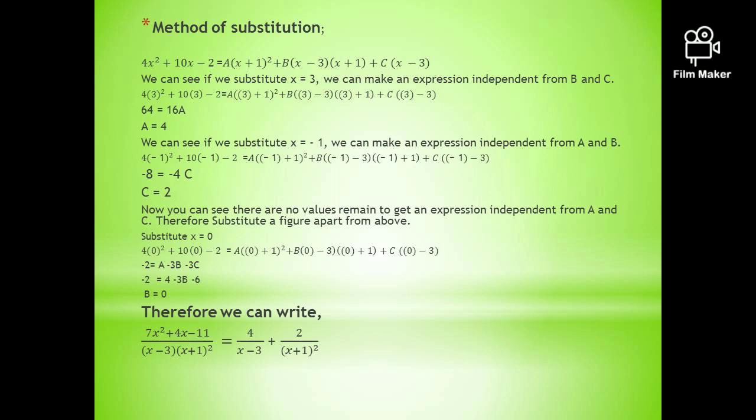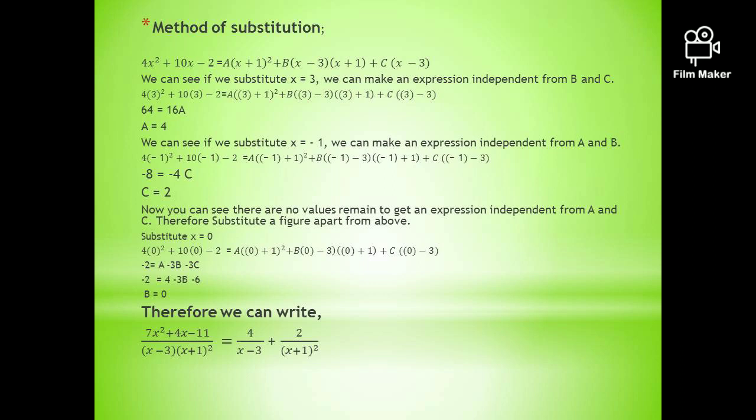Then if you substitute x equals minus 1 into this bracket, you can see that A into minus 1 plus 1 squared turns into 0, so the A term gets cancelled. For B into x minus 3 into x plus 1, with minus 1 plus 1 the term turns into 0, therefore the B term gets cancelled out with the substitution of x equals minus 1. But you can get the answer independent of A and B, and you can obtain the answer for C. If you do the substitution, you will obtain minus 8 equals minus 4C. With that you can get C equals 2.